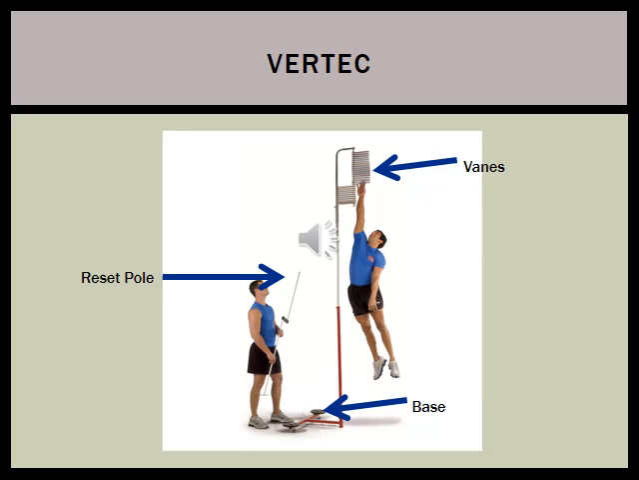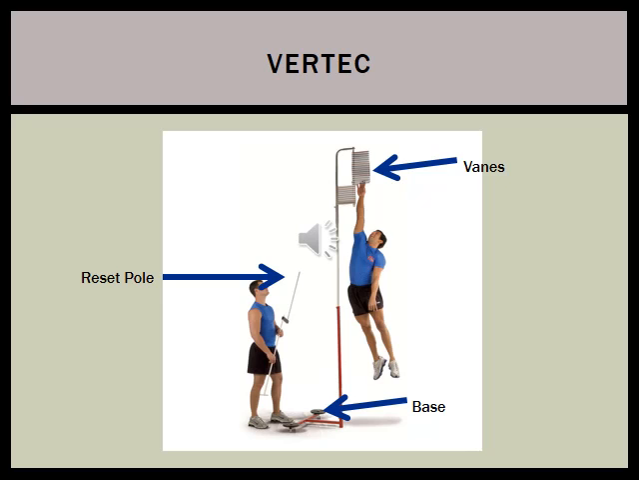A vertec is a piece of equipment used to measure vertical jump. Vertical jump is a good measurement of lower body power. The base of the vertec will need a couple sets of weights to keep the vertec from falling over. Generally, 45-pound plates will be sufficient to keep the vertec on the ground.